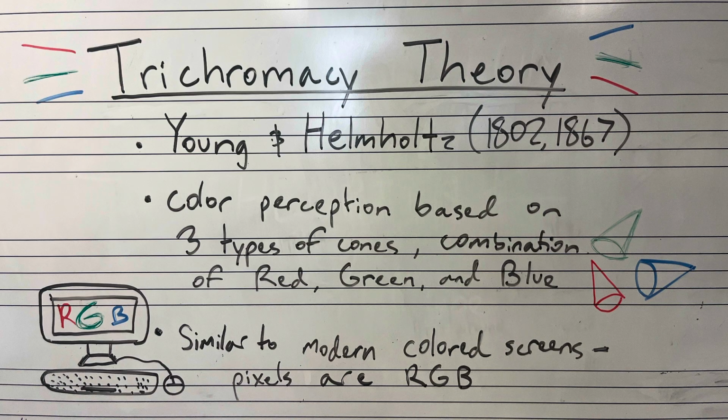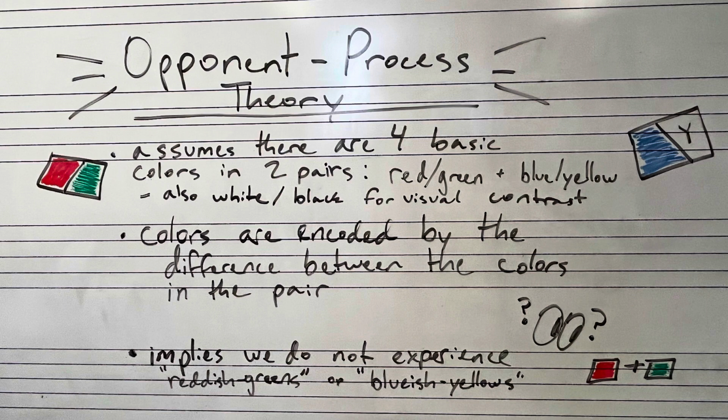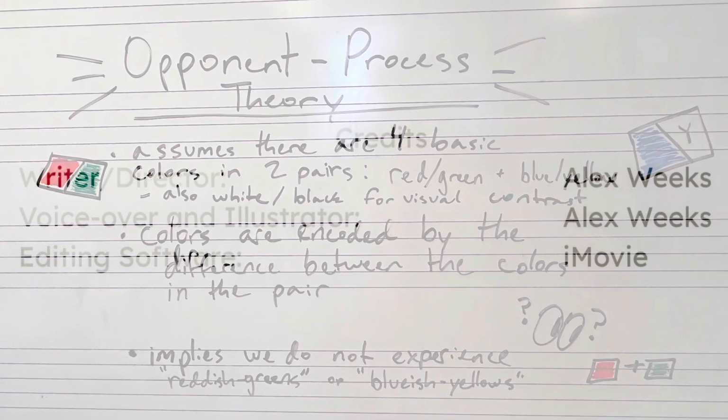The other is opponent process theory, proposed by Hering. It states that there are 4 basic colors in 2 pairs, red and green and blue and yellow, with an additional black and white pair for visual contrast. Colors are encoded based on the difference between colors rather than combinations, and it implies that we do not experience reddish greens or bluish yellows.